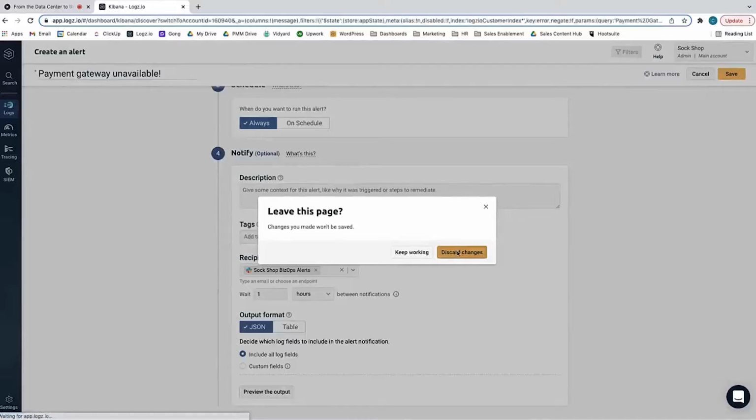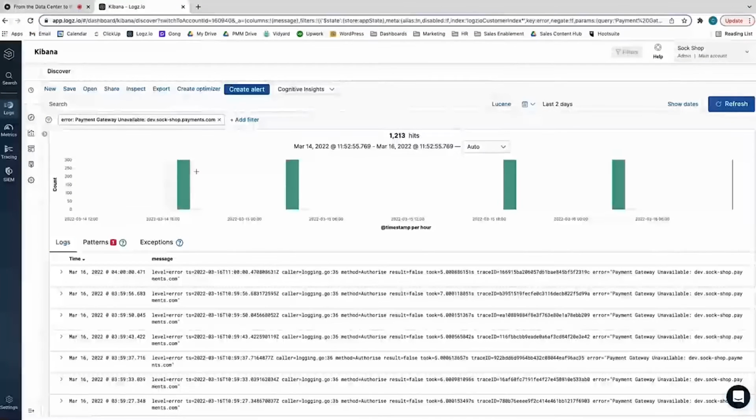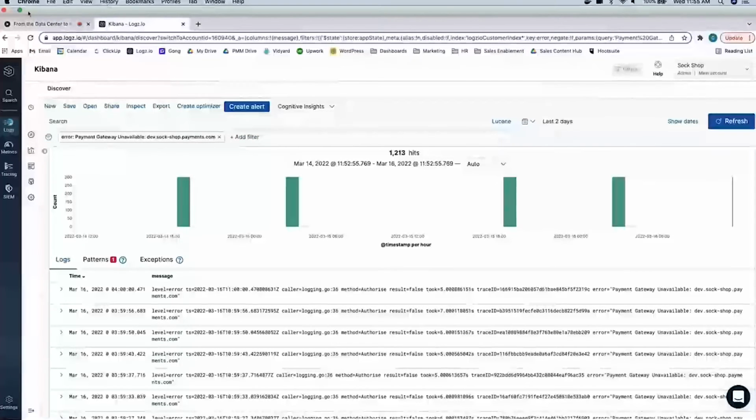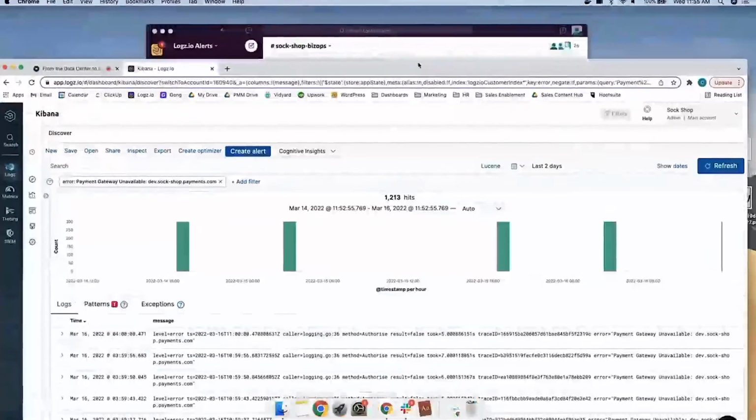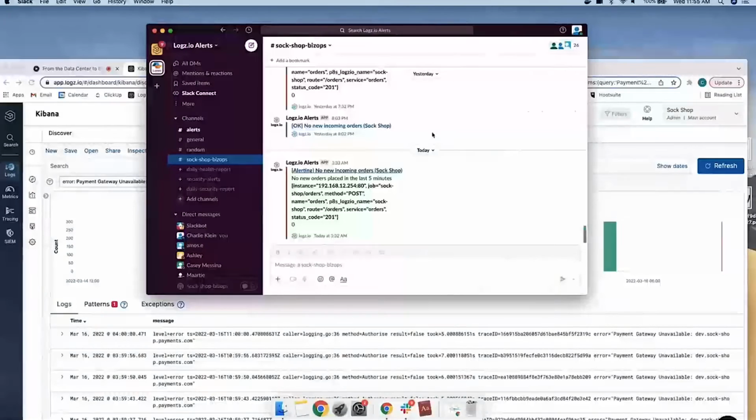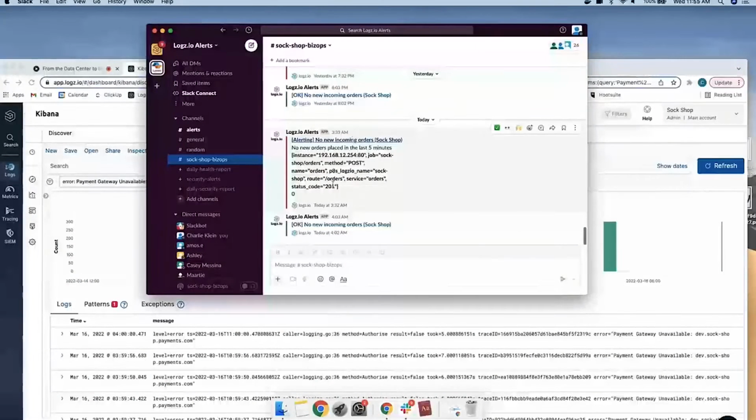So lastly, let's see what it looks like when the problem was resolved. I'll go back to our Slack channel here. So if we scroll down, zoom ahead in time a little bit, we get another Logs.io alert that says the previous alert is now okay. So let's click on that link.